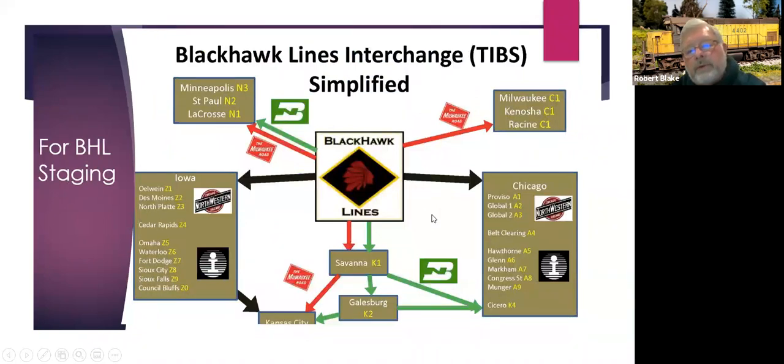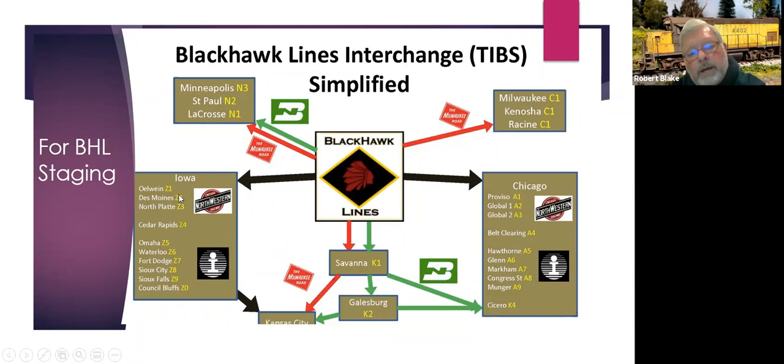Here's a simplified view of what I showed you on the previous chart. On the right lower side here is Chicago. But Chicago is not just one location, it's a number of locations for both Northwestern, Illinois Central, and the BN. So cars can be routed to any one of those Chicago locations.